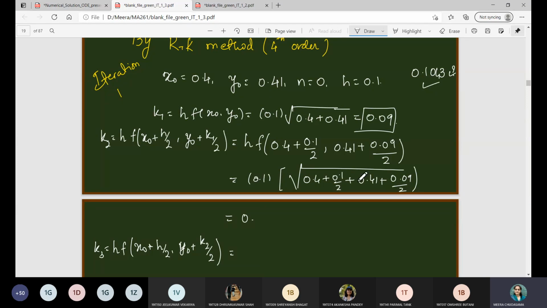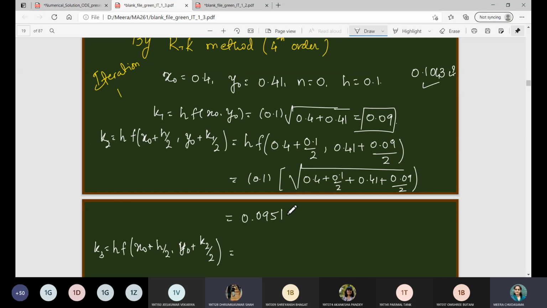You can write this entire expression in your scientific calc, by choosing appropriate parenthesis. 0.1 multiplied by parenthesis, then square root, then parenthesis, and write the entire computation. So in one step only you will get the answer.